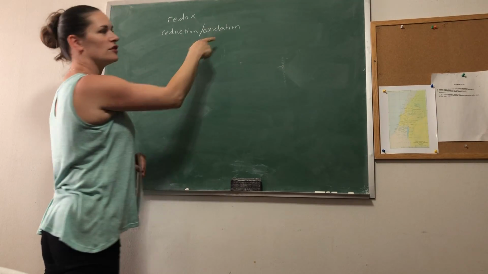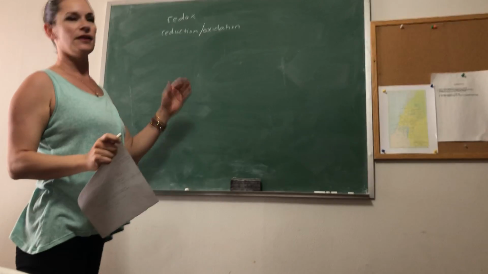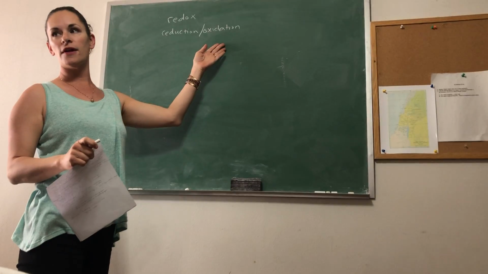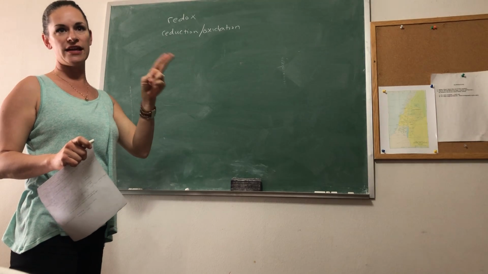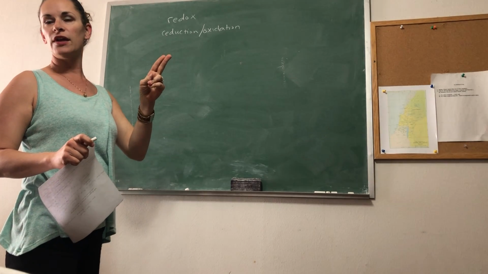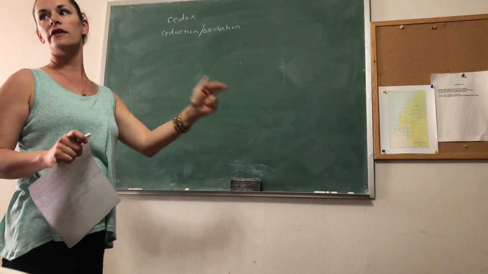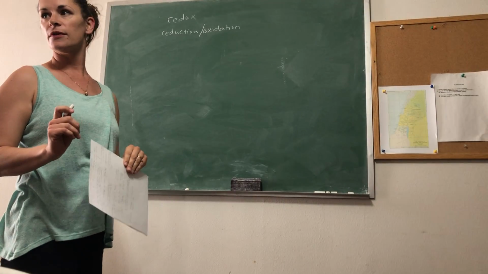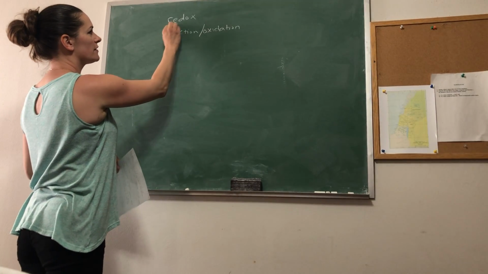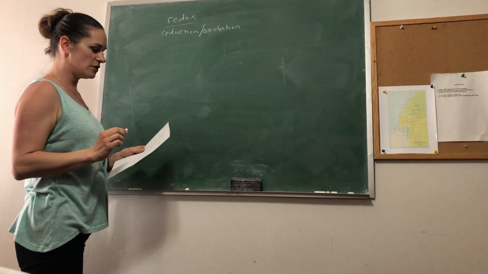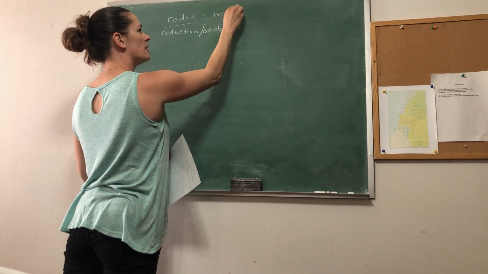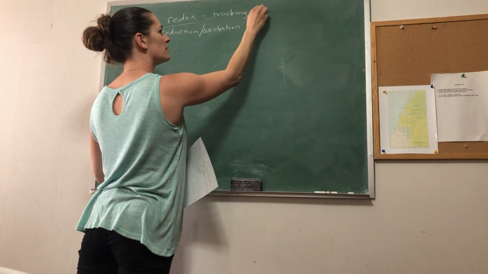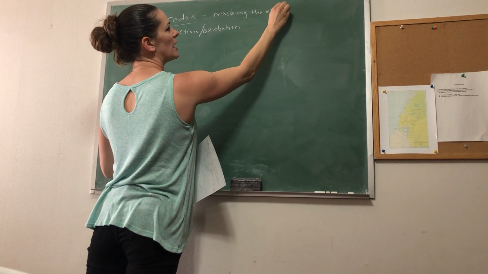Reduction and oxidation do not happen independently. If there's a reduction, there's also an oxidation. If there's an oxidation, there's also a reduction. They always go together, okay? You can't just reduce something without also oxidizing something. So redox is our abbreviation, and redox reactions are just a way of tracking the electrons in a reaction.